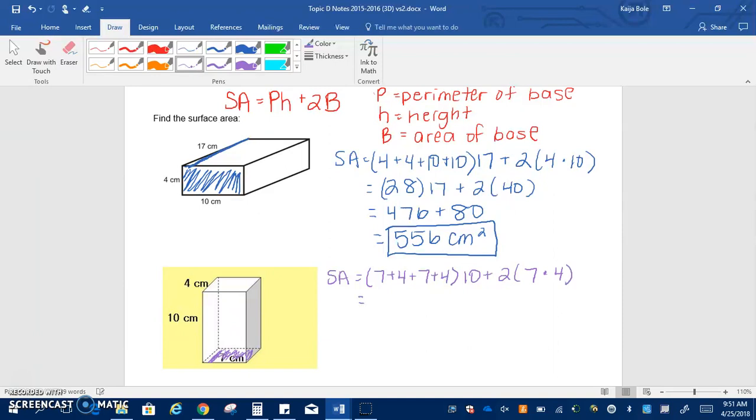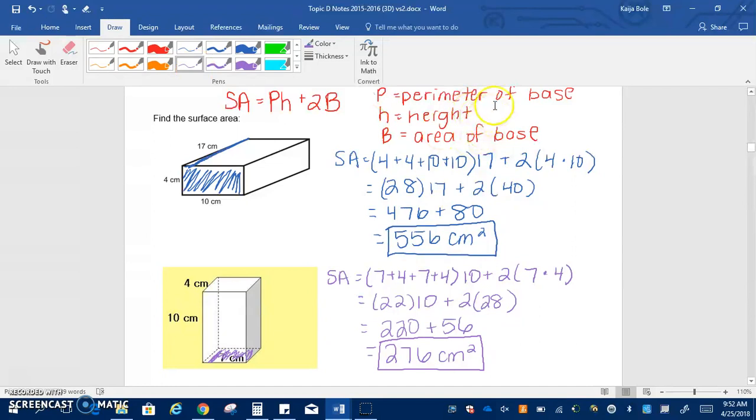Alright, if I add up the inside of the parentheses here, I get 22, times 10, plus 2 times 7 times 4 is 28. And now 22 times 10 is 220, and it'd be plus 56. So when I add them up, I get a grand total of 276 square centimeters. Alright.